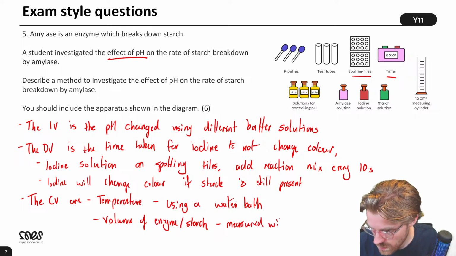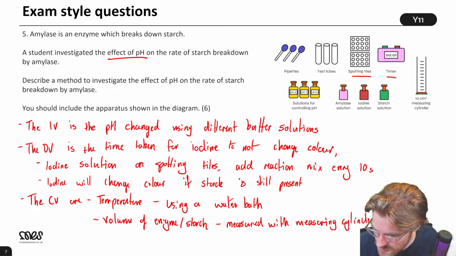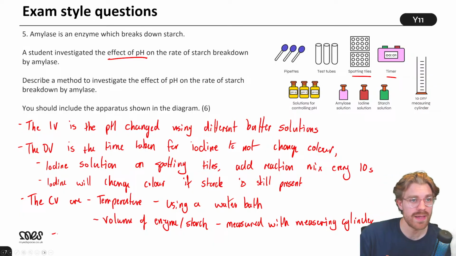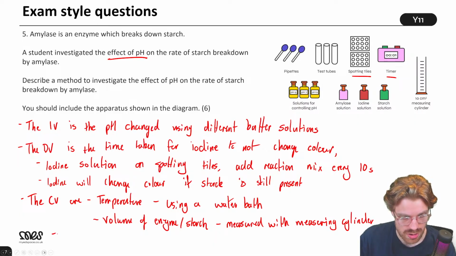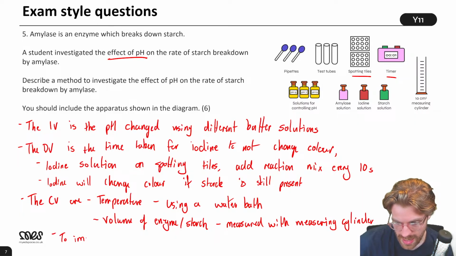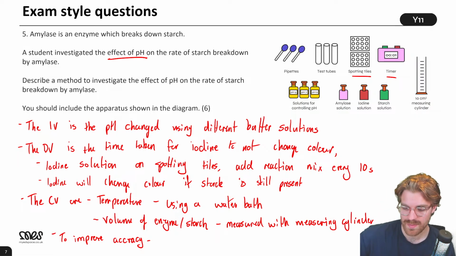So measured with the measuring cylinder. And then exactly as we have just done in our previous slides there, team, we're going to talk about how I could make my experiment more accurate and more precise as well. So we could talk about how to improve our accuracy. So to improve accuracy, how would I improve my accuracy there, guys? How would I improve my accuracy of our experiment?